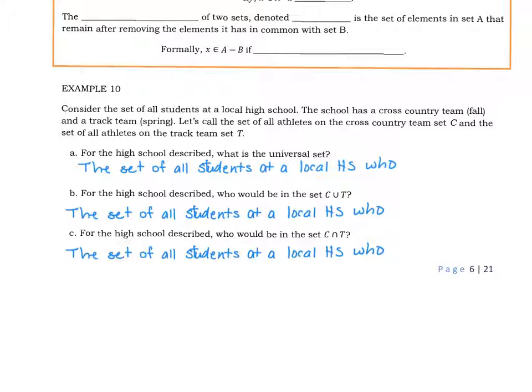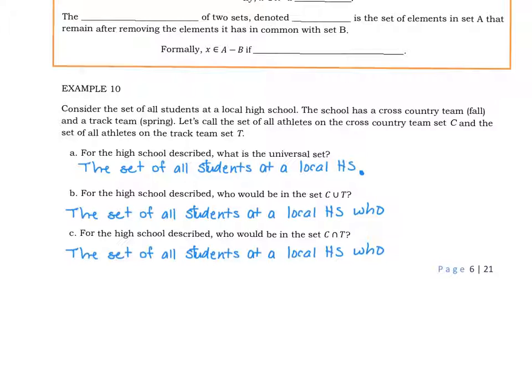So example 10a says, for the high school, describe what is a universal set. So it says, consider the set of all students at a local high school. So I don't really need this "who" right here. That just is the universal set. I did a lot of copy paste for these because the rest of these are going to need to be in context of our universal set. So that's why you will see where I have the set of all students at a local high school who.